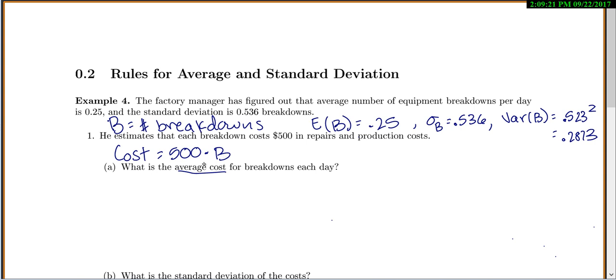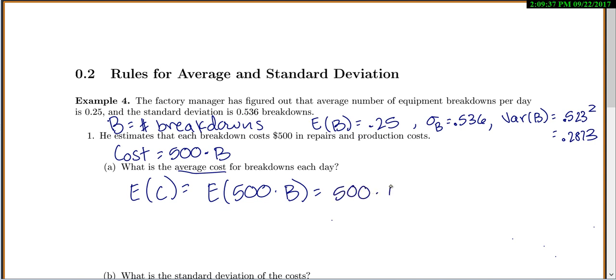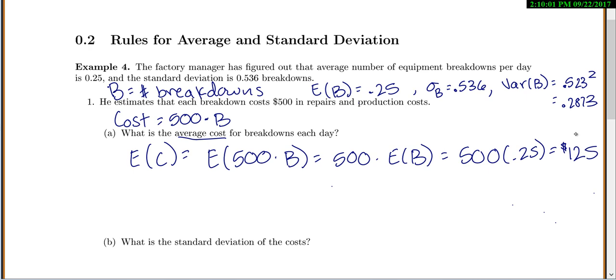So what is the average cost for the breakdowns per day? I want to find the average value of the cost. But cost is really 500 times b, so we're looking for the expected value of 500 times b. Now this 500, when you do expected value, just gets pulled out. So 500 times the expected value of b. And that's 0.25, so 500 times 0.25 equals 125. And that is $125 because it was $500 per breakdown. So on average, our breakdowns will cost us $125 per day.